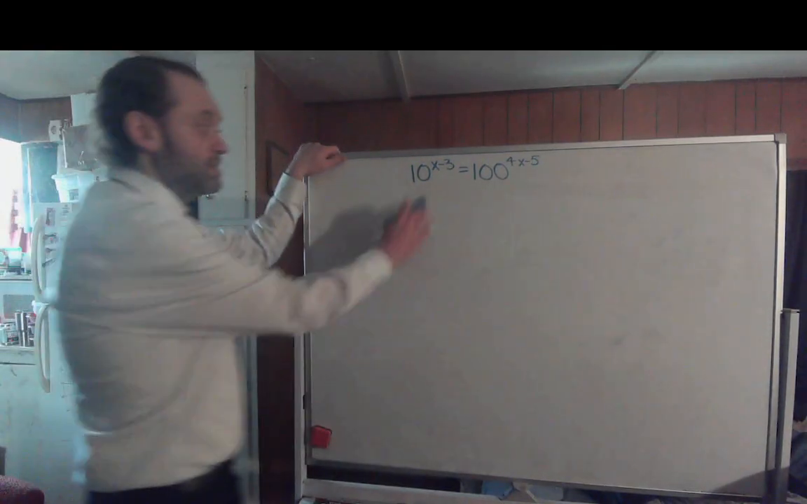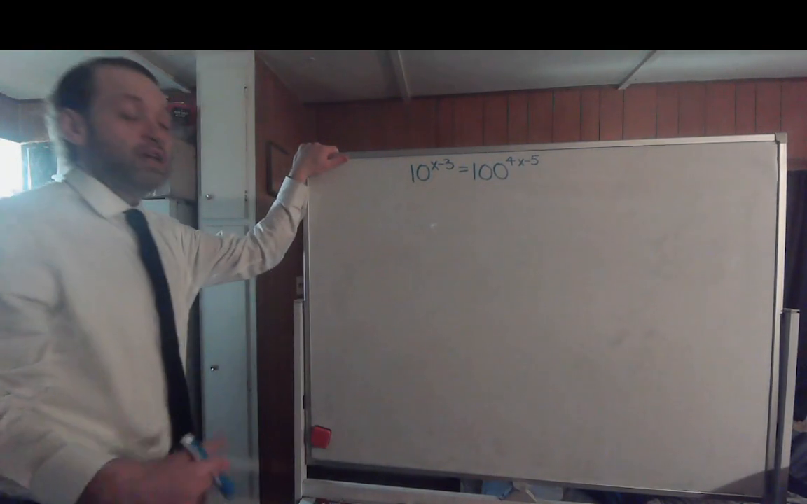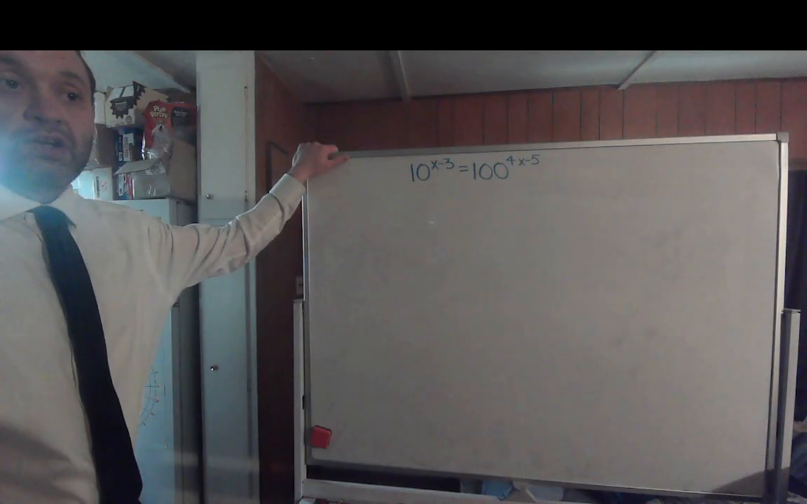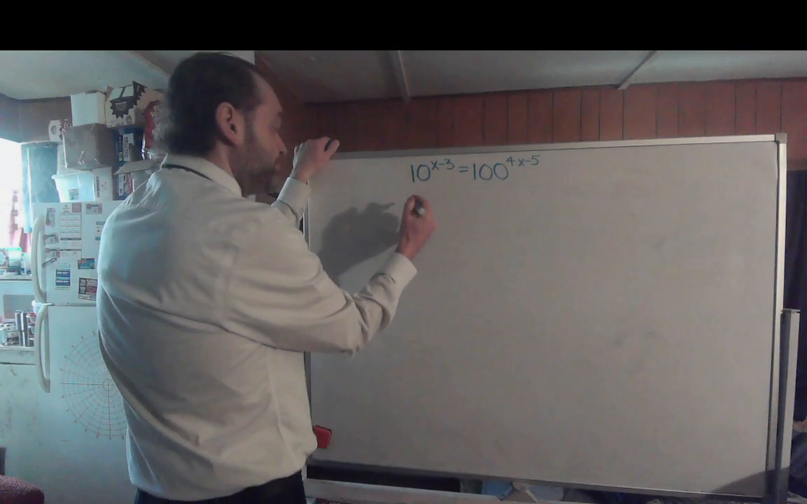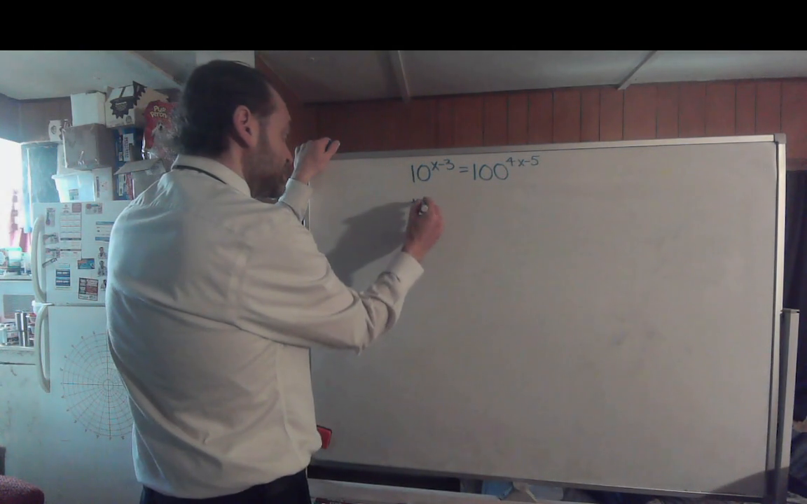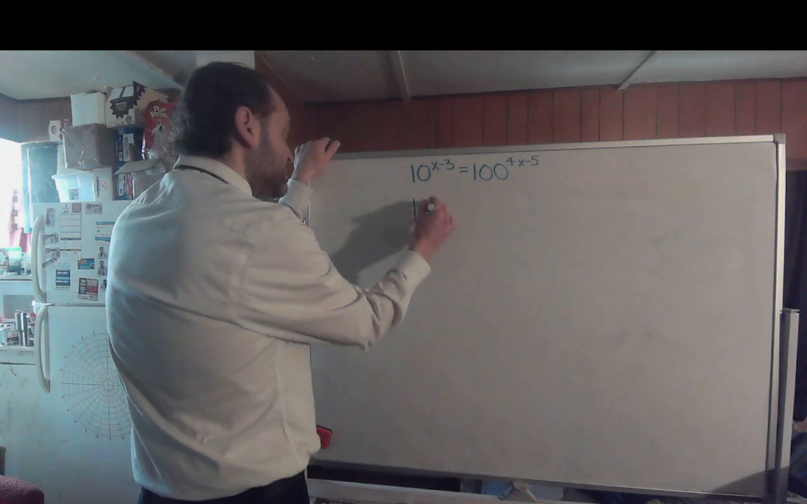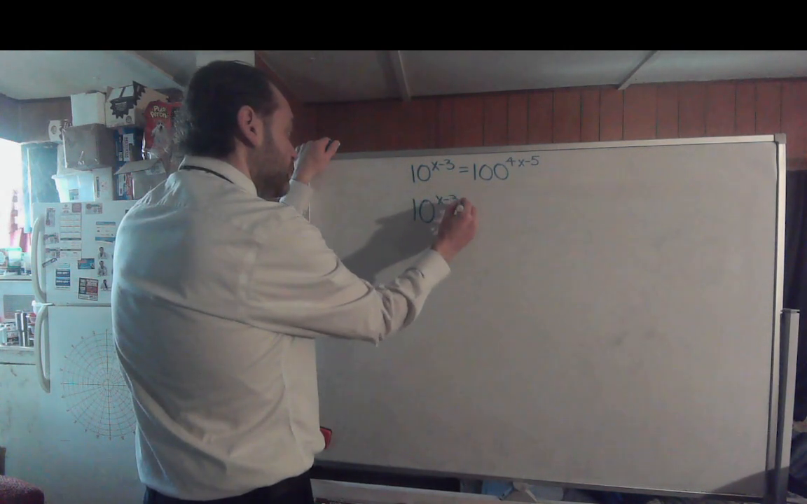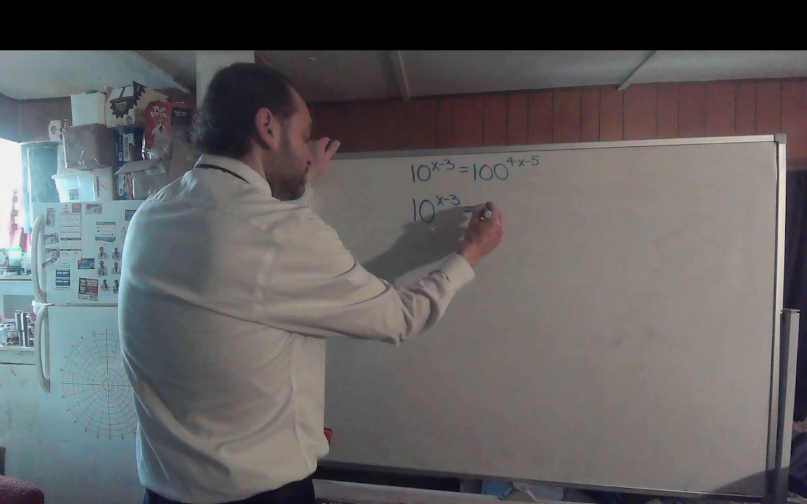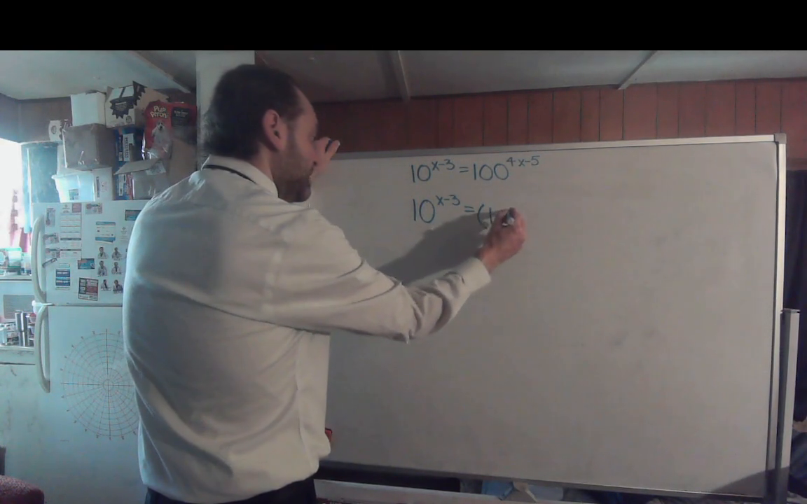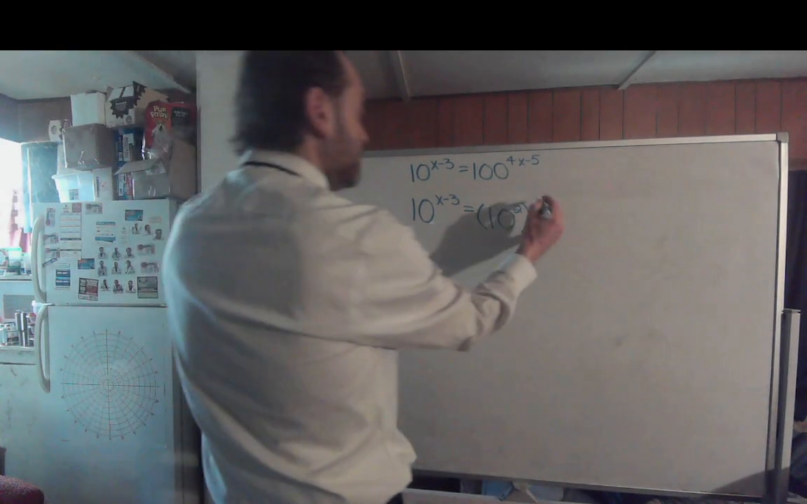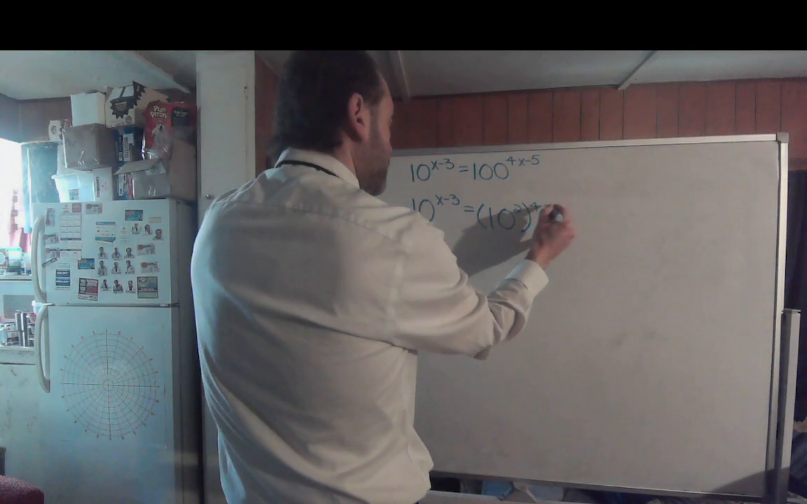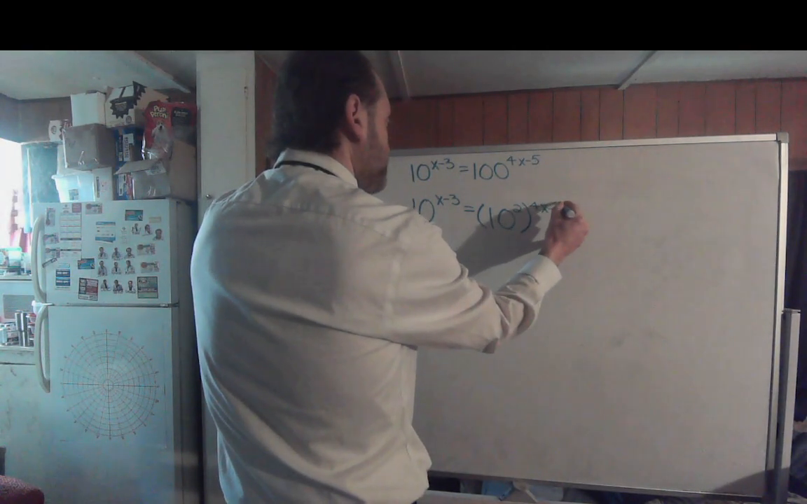So let's look at the bases 10 and 100. Can we relate 100 to 10 at all? Yes, we can, because 100 is 10 squared, right? So this can be rewritten as 10 to the x minus 3 power would equal the quantity of 10 to the second power, because 10 to the second power is 100, to the 4x minus 5 power.